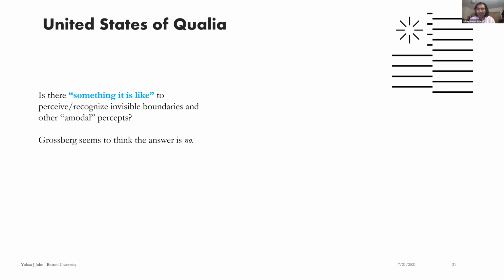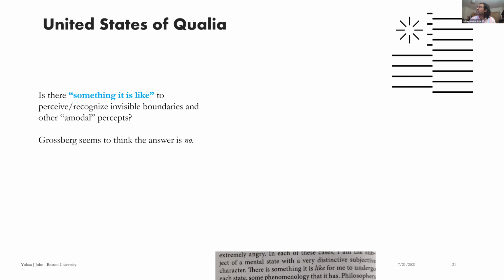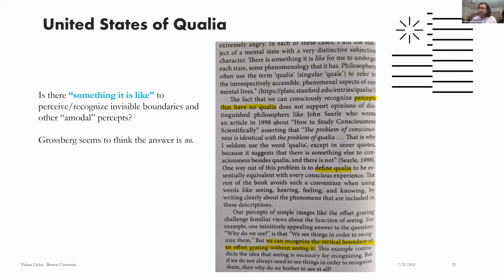I don't actually think this argument flies, which he has in this paragraph. Even though I think maybe he thinks it aligns with the definition of qualia in the Stanford Encyclopedia of Philosophy. There's something it is like for me to undergo each state, some phenomenology that it has. This is called qualia. It is not the case, for me at least, that there is nothing it is like to see an invisible boundary. I think there is something it is like. So I don't really buy this. But he wants to call them percepts that have no qualia.